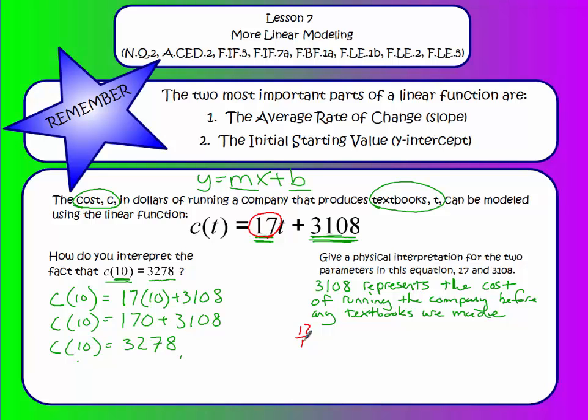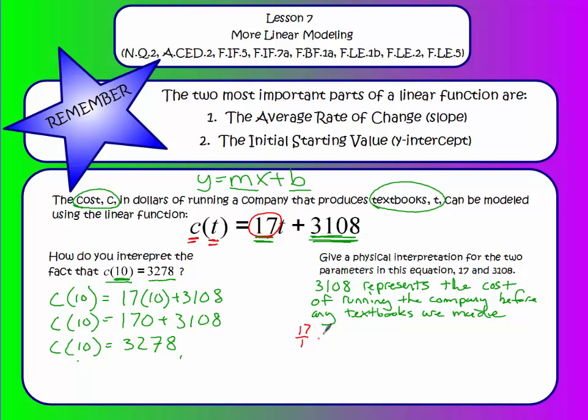How is that changing? That's the change in y's over the change in x, right? In other words, the change in output over the change in input, right? Or we could call it the change, in this case, of cost over the change in number of textbooks. So as the textbooks go up by 1, the cost goes up by $17.